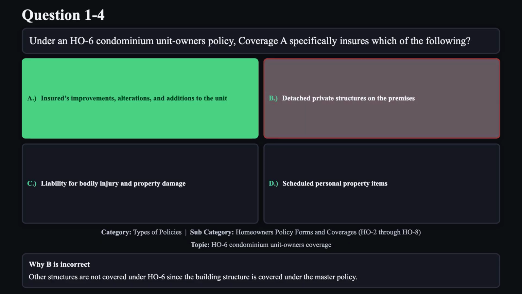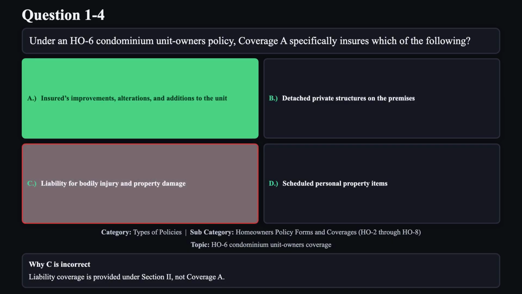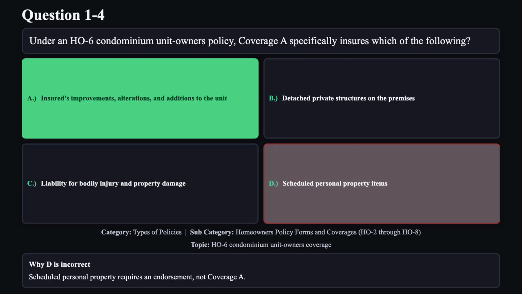Reason B is not correct. Other structures are not covered under HO6 since the building structure is covered under the master policy. Reason C is not correct. Liability coverage is provided under Section 2, not Coverage A. Reason D is not correct. Scheduled personal property requires an endorsement, not Coverage A.